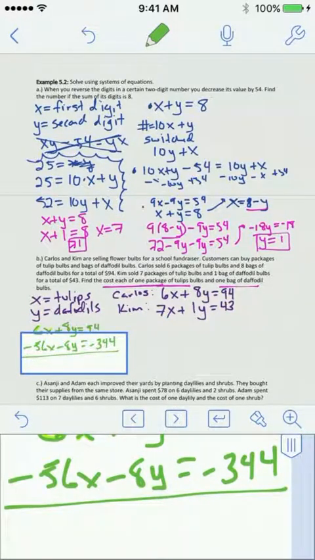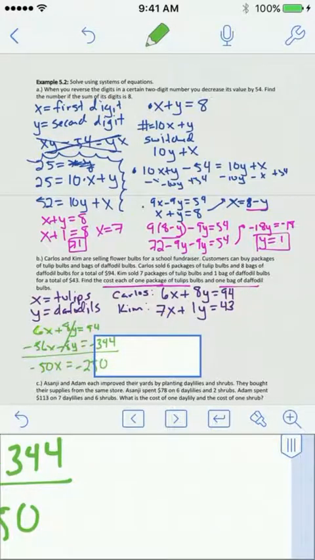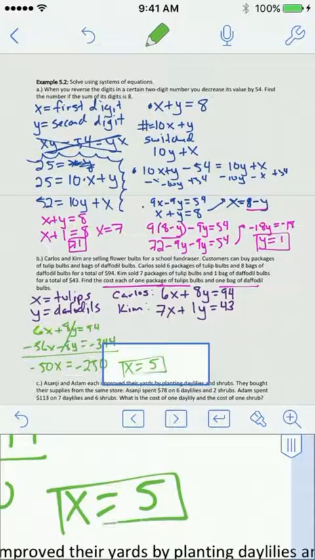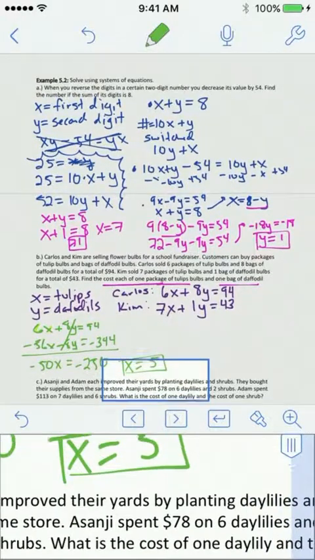We end up with the y's canceling, and we get negative 50x equals 94 plus a negative 344, which would give us a negative 250, and therefore x is equal to 5. If we divide negative 50 on both sides, x is equal to 5. So even though we bounced all the way down to negative 344, x was still equal to 5.